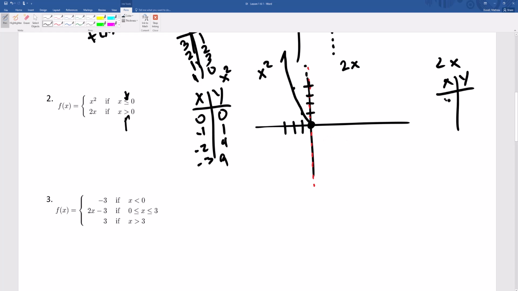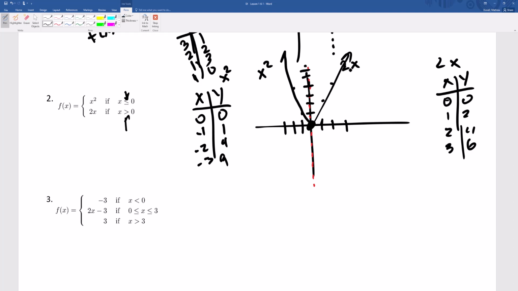And now on the other side, let's pick the values greater than 0, like 0, 1, 2, and 3. So if I plug in 0, I get 0. If I plug in 1, I get 2. If I plug in 2, I get 4. If I plug in 3, 3 times 2 gives me 6. So open circle there, but it's already filled in. 1, 2, 2, 4, and then 3, 6. So that's a straight line there. So it's like a parabola on one side and a straight line on the other.